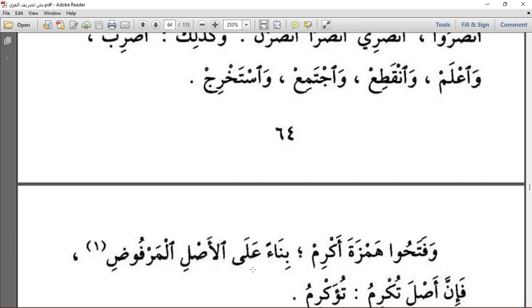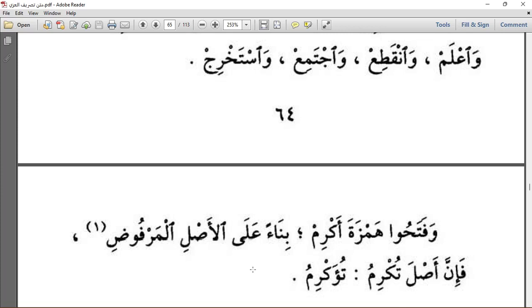So now it says wafatahu hamzata akrim bina'an ala asli al-maf'ul fa innal asla tukrimu to akrimu. It now says what? We will now give the hamza fatha. The normal process is to remove harful mudara. Then if the next letter is taking sukun, we introduce hamzatul wasl. If not, we go with the flow. Qatala, yuqatilu, qatil. But here now, an example comes that we leave our hamza taking fatha if the aslu of the word has hamza. For example, akrama.